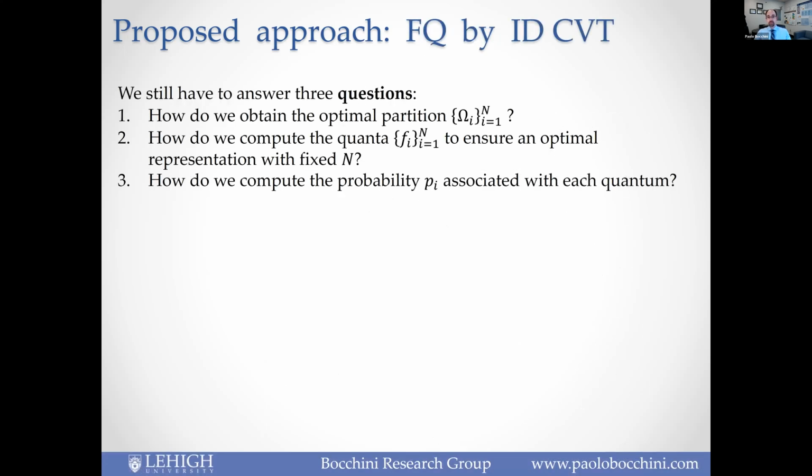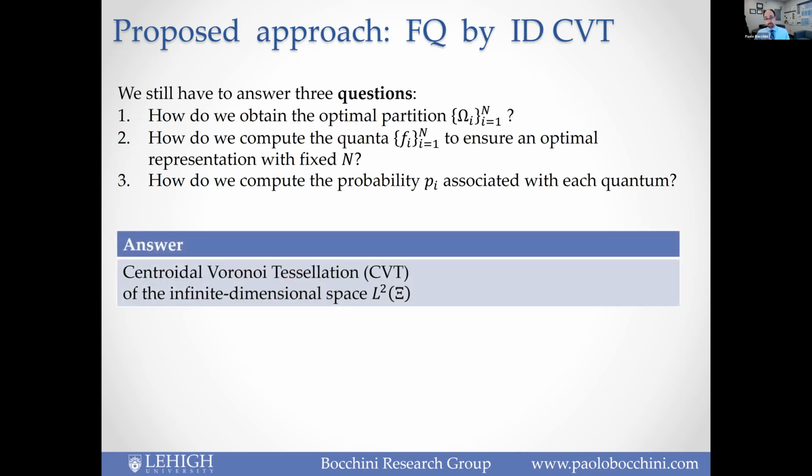So we still have to answer those three questions. How do we obtain the optimal partition? How do we compute the quanta? And how do we compute the probability for each one of them? And thankfully, the answer to all three questions is one. It's that we need to do a centroidal Voronoi tessellation of this infinite dimensional space.